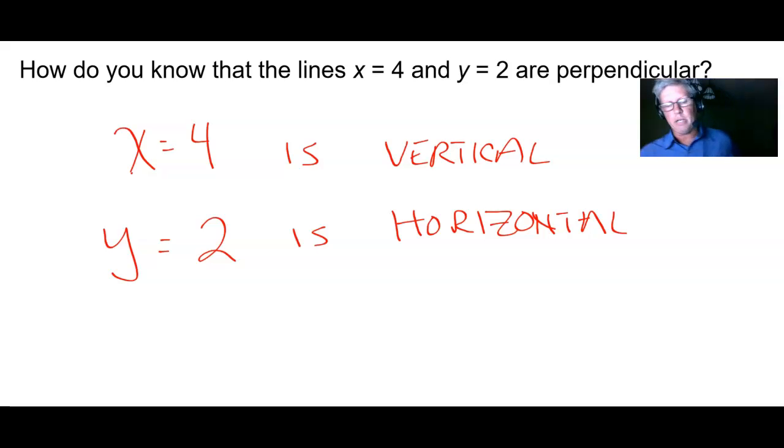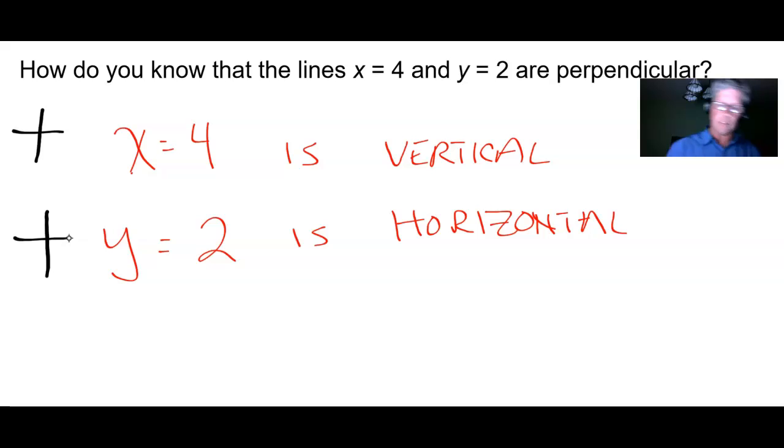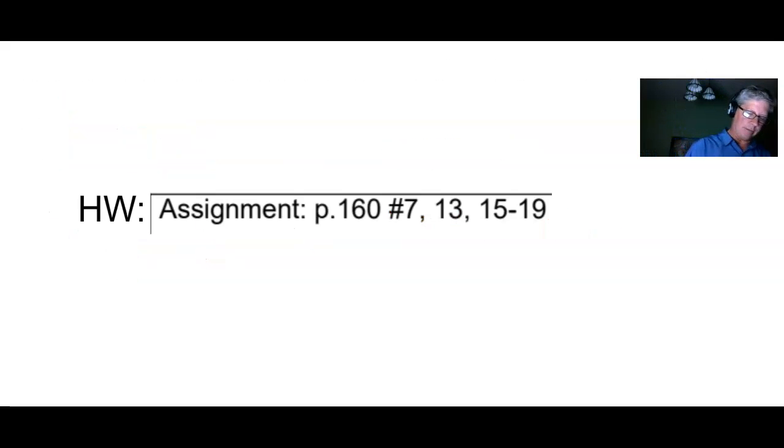How do we know x equals 4 and y equals 2 are perpendicular? Well, hopefully you're paying attention yesterday and you know that any equation x equal to 4 is going to be vertical, and any equation y equals 2 is going to be horizontal. So what that would look like is maybe x equal to 4 and y equal to 2. Those two lines are going to be perpendicular.